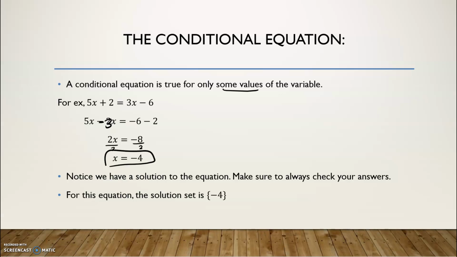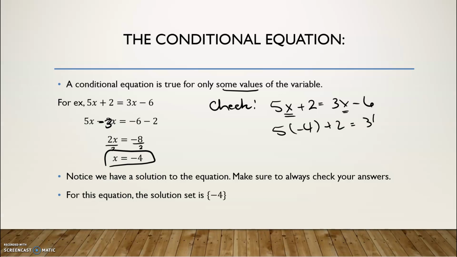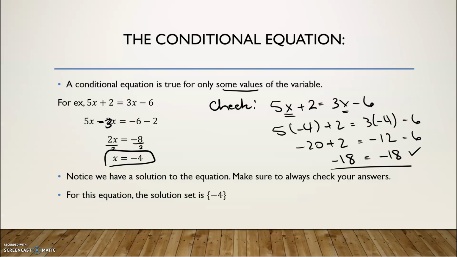Now before we say, okay, this is my answer, what you always want to do is check your answers within the original problem. So everywhere I see an x, I'm going to plug in negative 4. So 5 times negative 4 plus 2 is equal to 3 times negative 4 minus 6. So negative 20 plus 2, and negative 12 minus 6. This would be negative 18, and this would be negative 18. Okay, so this came out to a true statement. So that means I know that x equals negative 4 is my answer.